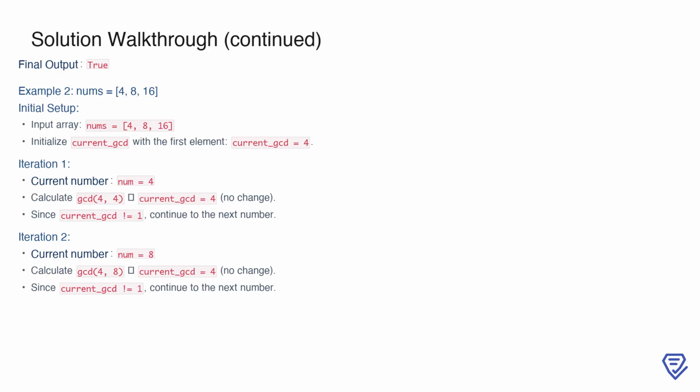In the first iteration, the current number is 4. Calculating the GCD of 4 and 4 gives us 4, so current_GCD remains unchanged. Since it's not 1, we proceed.